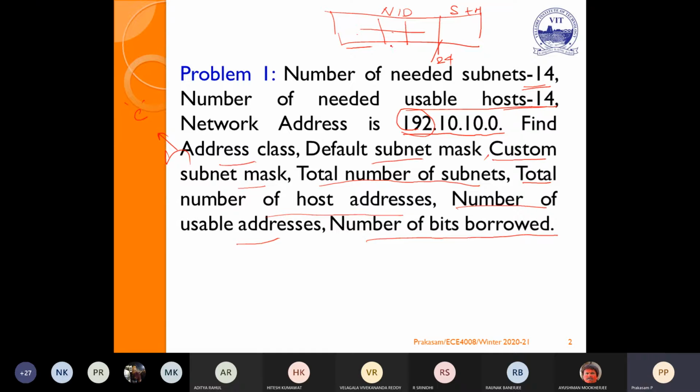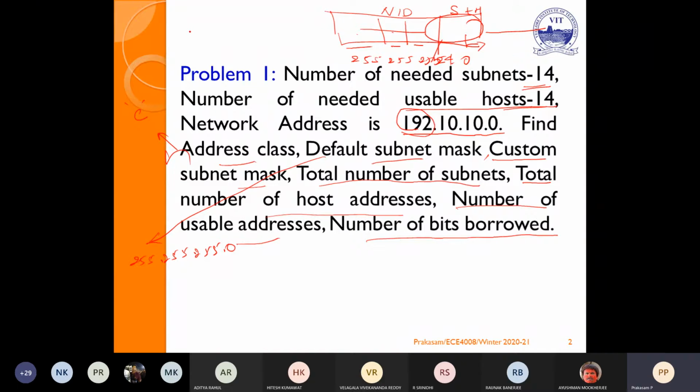That means 8, 8, 8: 255.255.255.0. So the default subnet mask is 255.255.255.0. The custom subnet mask depends upon the required number of subnets and hosts. Since it is class C, only the last 8 bits can be utilized for subnet plus host. Out of these 8, I need 14 subnets and 14 hosts.